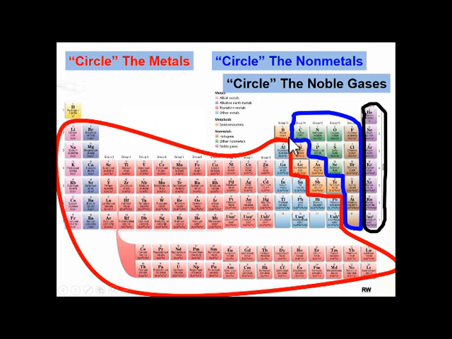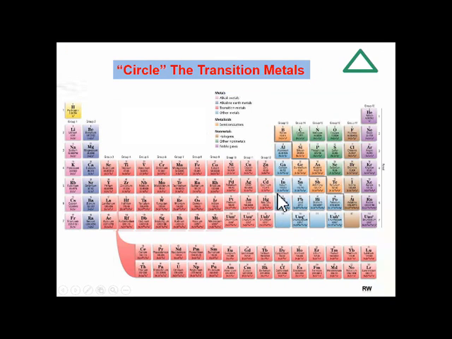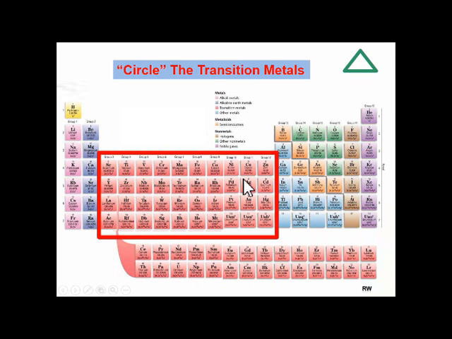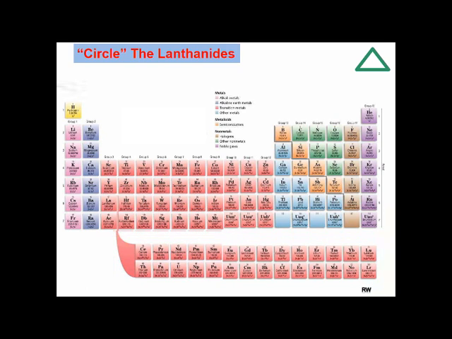Now, back to this in-between section. This in-between section is known as the metalloids. And let's clear up the board so you can see this a little better. So this here is the metalloids. Okay, next let's look at an area of the table called the transition metals. This valley here is known as the transition metals. And this section down here also transitions. More specifically, they're known as the inner transition metals.